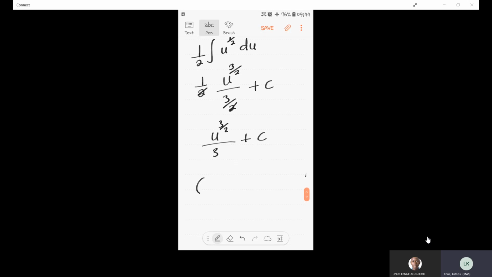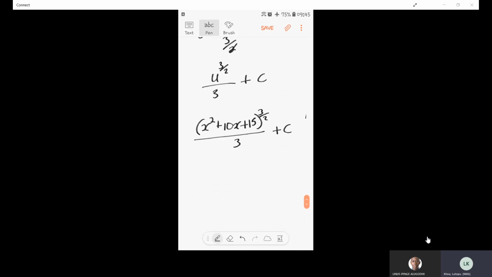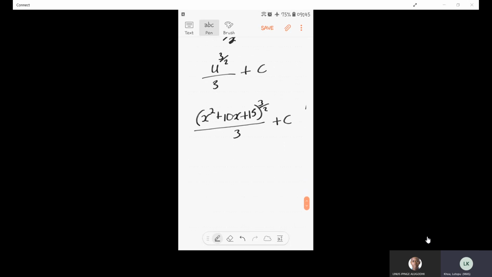And then need to remember what u is. So I have x squared plus 10x plus 15 to the power of 3 over 2 over 3 plus c. Okay, so then that is my integral.